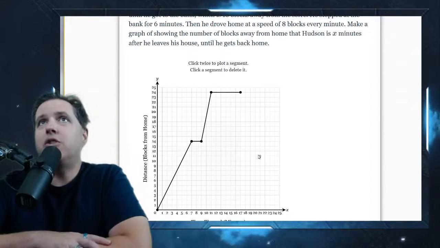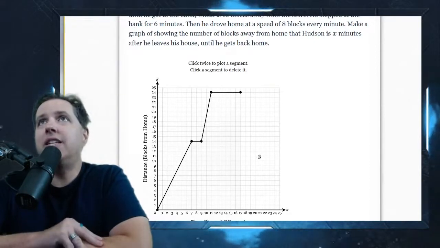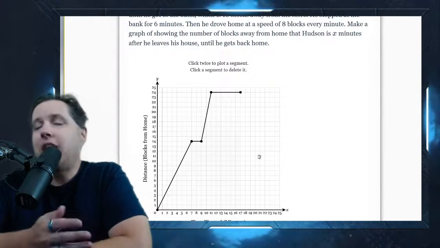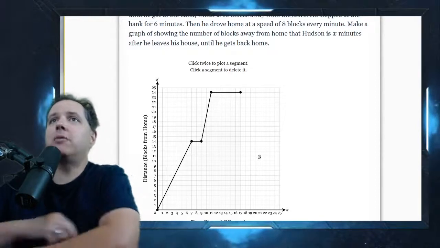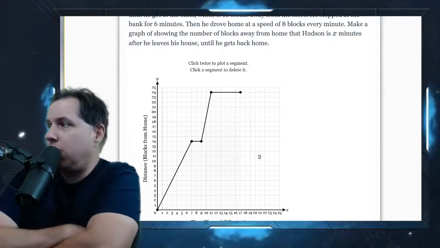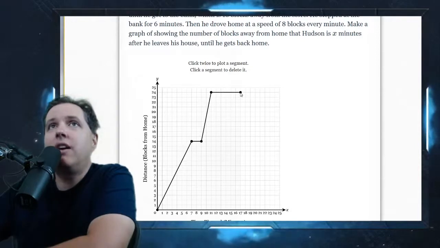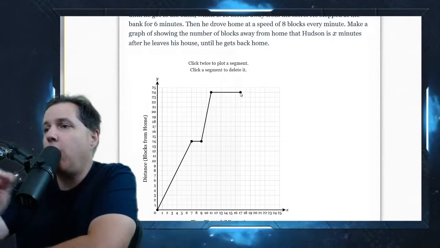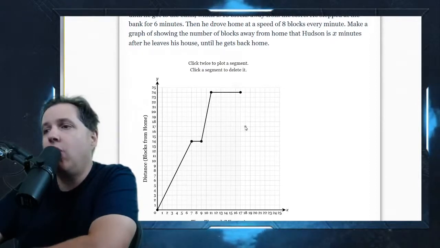Make a graph showing the number of blocks away from home that Hudson is X minutes after he leaves the house. That's what we've been doing all along, right? So he drove home at a speed of 8 blocks per minute. Now, there's 2 different ways you can do this, and I kind of want to show you both. If I'm driving back home at 8 blocks per minute, that means I should be losing Y values 8 for every 1 I go over.